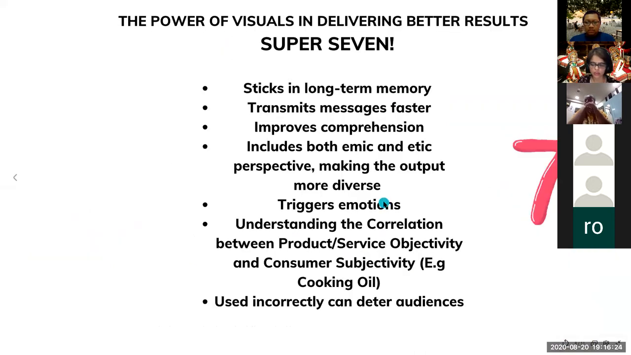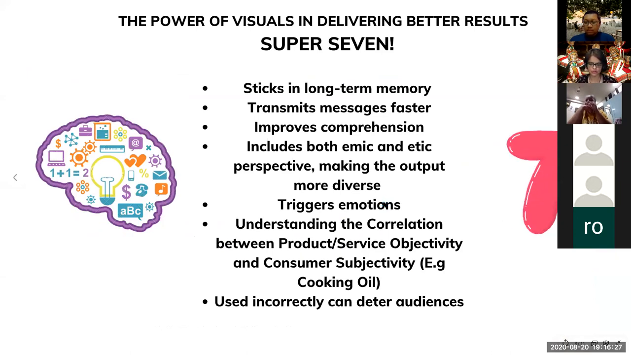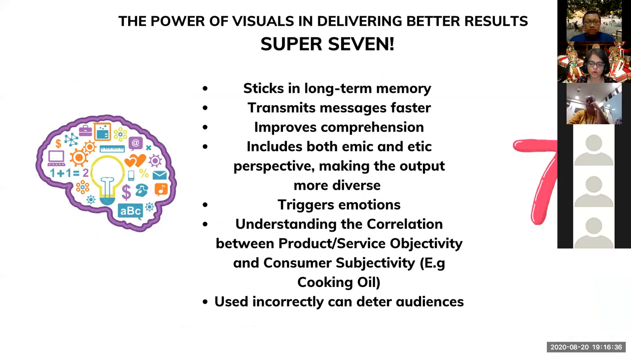Great. So you can see these points. Most of them are self-explanatory. This is the power of visuals in delivering better results. I call it a super seven. There can be more things added to this, but these are very primary in helping us get better results. Takes in long-term memory faster, transmits message faster, comprehension is better, includes both emic and etic perspective, making the output more diverse, traverses emotions, understanding the correlation between product and service objectivity and consumer subjectivity, and used incorrectly can deter audiences.